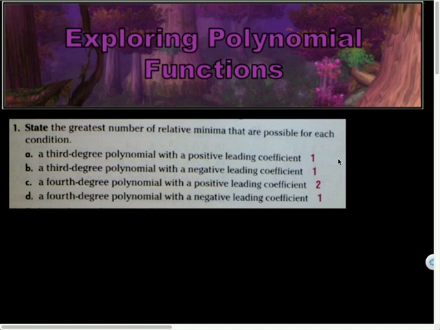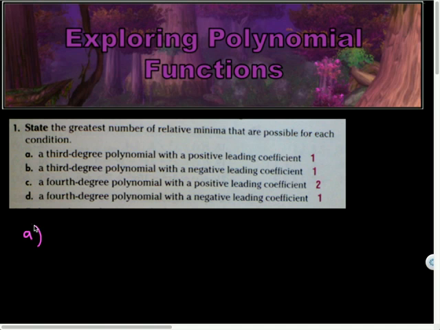We were talking about graphing polynomials through approximation, I guess. We talked about the idea of local max and min. The extrema was the plural word for the extreme values, right? And this particular problem, question 1, says, state the greatest number of relative minima that are possible for each condition.